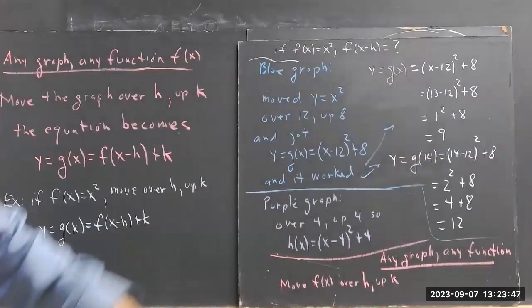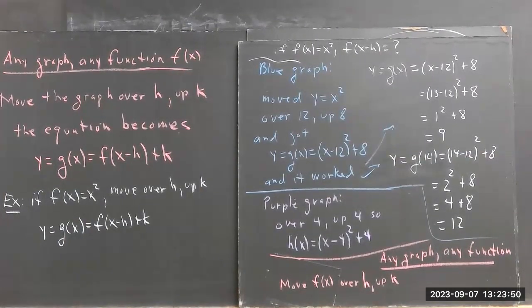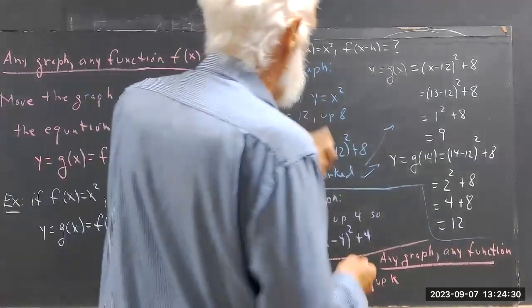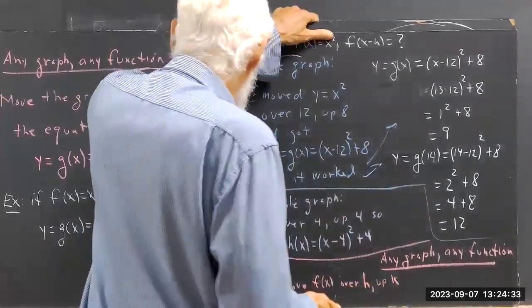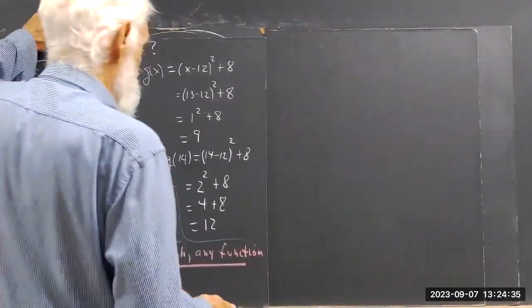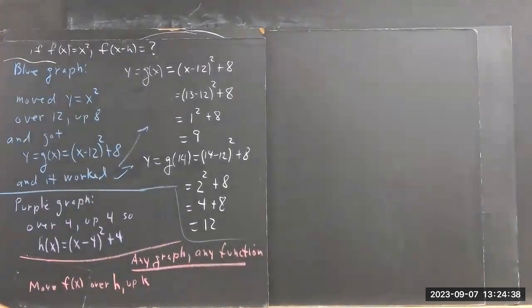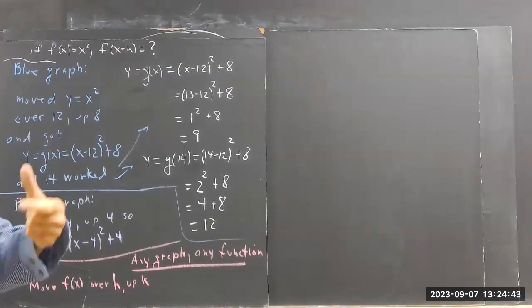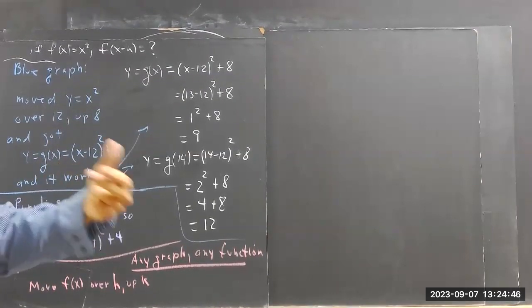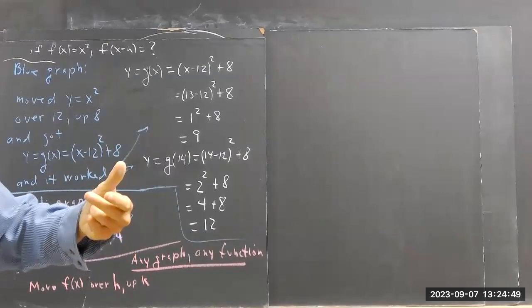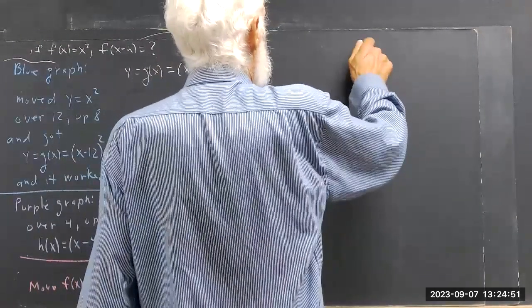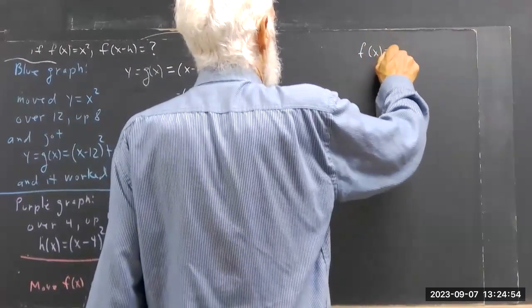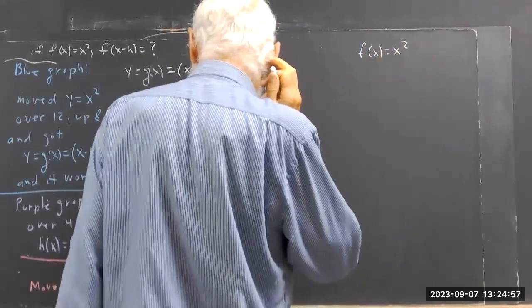If f of x equals x squared, what's f of x minus h equal? Okay, well, as I just said previously, everything's extemporaneous. We have to understand function notation a little better than usually comes out of a good algebra, even a good algebra 2 course. So let's see, we got f of x equals x squared.